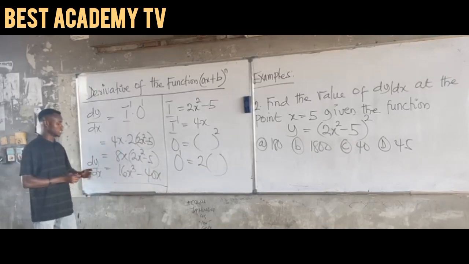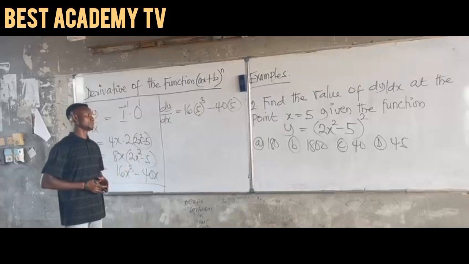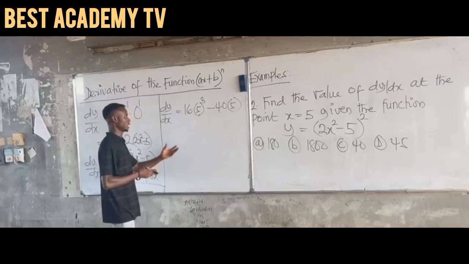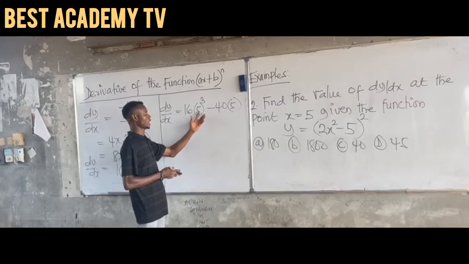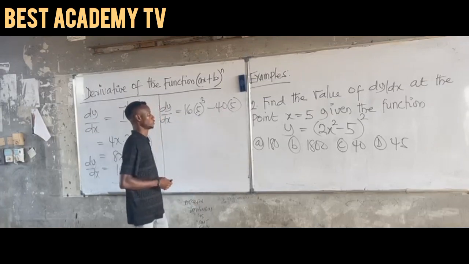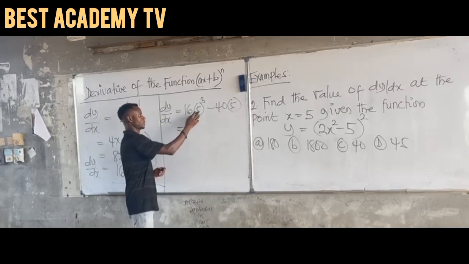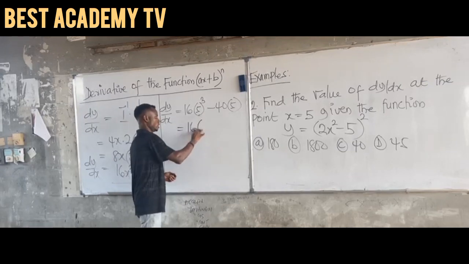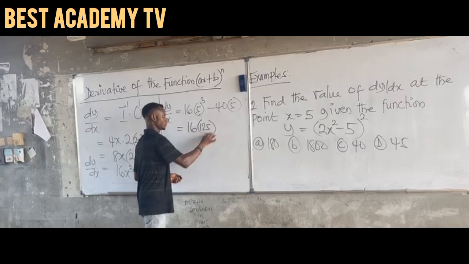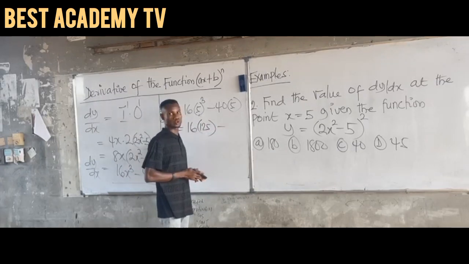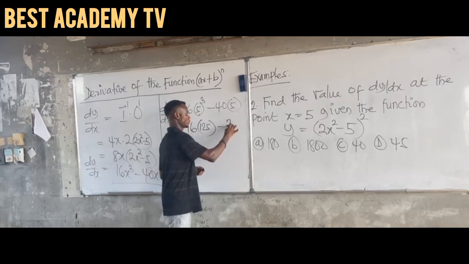Now we have gotten this, but this is not the last. Alright, let's try to evaluate this here. Now, of course, we have solved this, and this is going to be 16 times 5 raised to 3 minus 40 times 5. So now let's try to evaluate totally. Remember, 5 raised to 3 is 125, right? This will be 16 into 125, minus 40 times 5, which is going to give us 200, right? We are going to have 200.